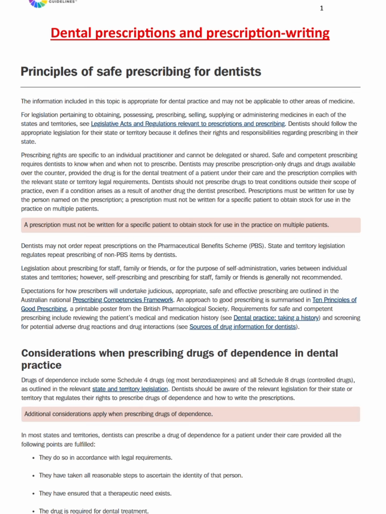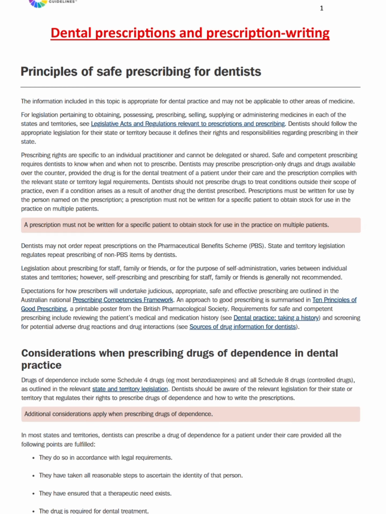Prescribing rights are specific to an individual practitioner and cannot be delegated or shared. Safe and competent prescribing requires dentists to know when and when not to prescribe. Dentists may prescribe prescription-only drugs and drugs available over the counter, provided the drug is for the dental treatment of a patient under their care and the prescription complies with the relevant state or territory legal requirements. Dentists should not prescribe drugs to treat conditions outside their scope of practice, even if a condition arises as a result of another drug the dentist prescribed.